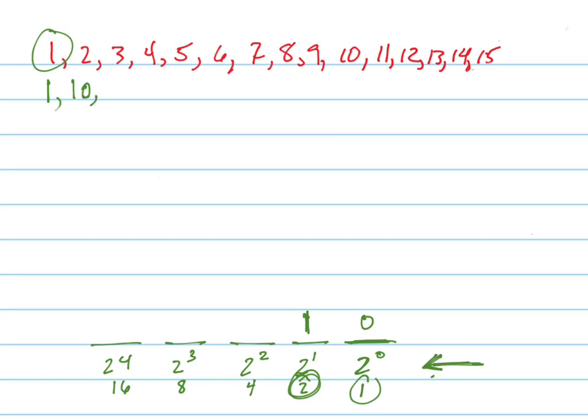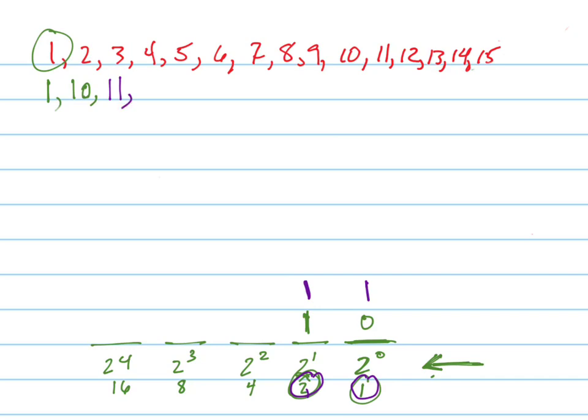Okay, so now we're going to do 3. What's 3 in base 2? Well, I need a 2. And I need a 1. Right? You understand? So I need 1 of these, and I need 1 of these. So 3, written in base 2, is 1, 1.